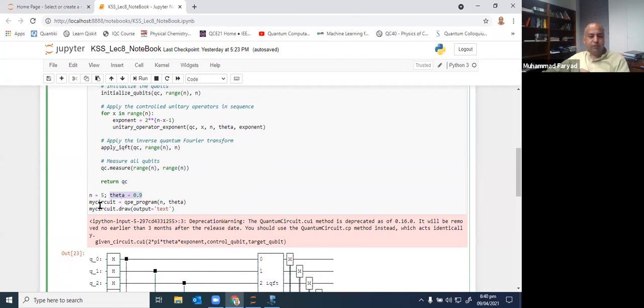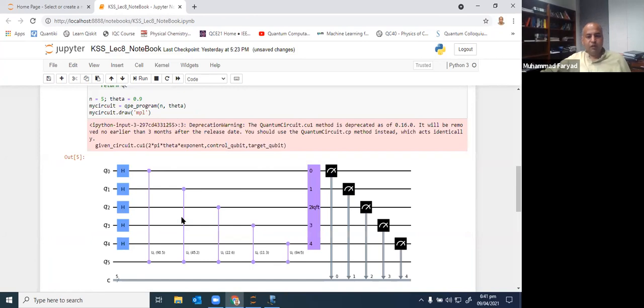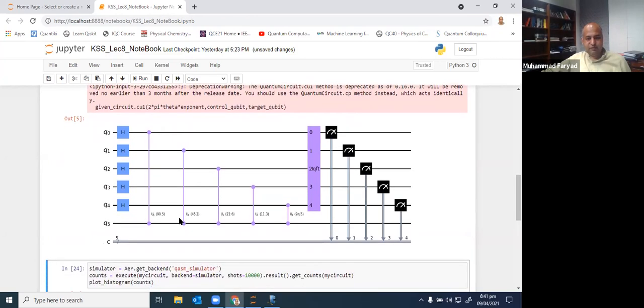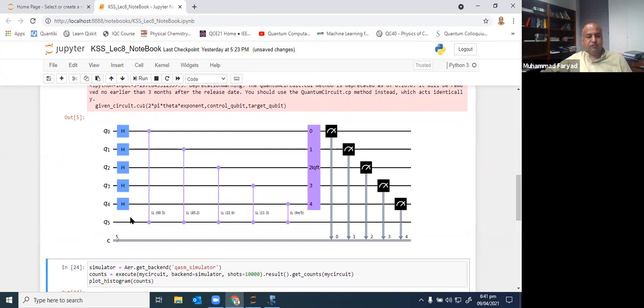And my circuit is the QPE program with theta. Let's say we draw it in text form, but let's just use MPL. That would be better. All right, so here is the circuit. You see the Hadamards on all the first five qubits, then the controlled unitary operations. Since these are user defined controlled unitary operations, there's no symbol in Qiskit. It just draws these two lines.